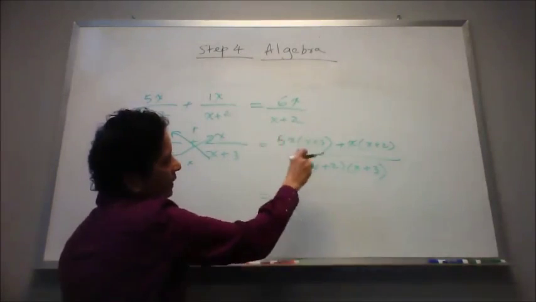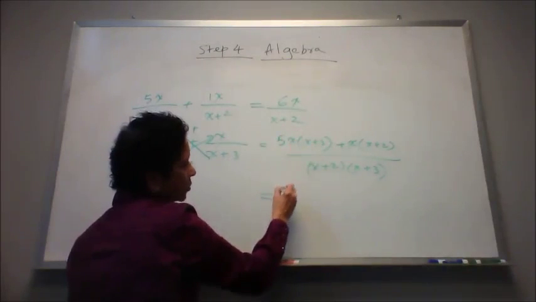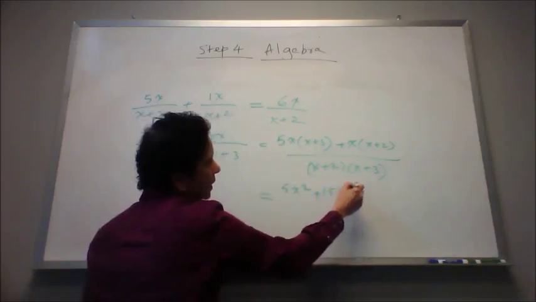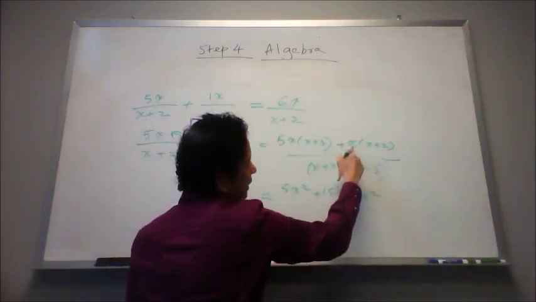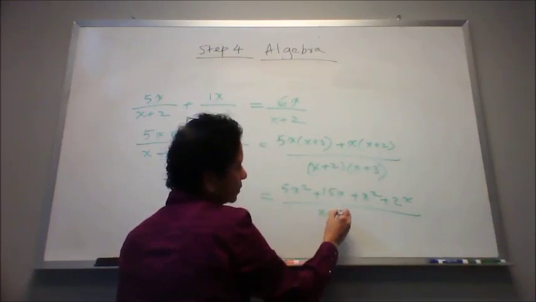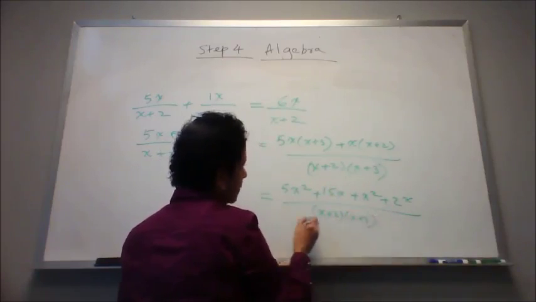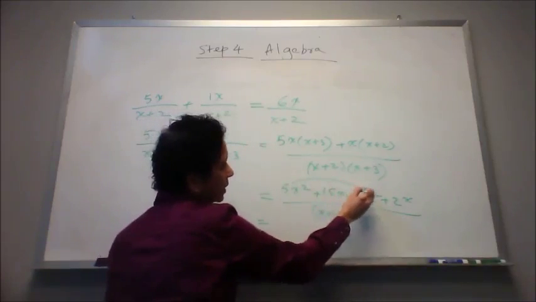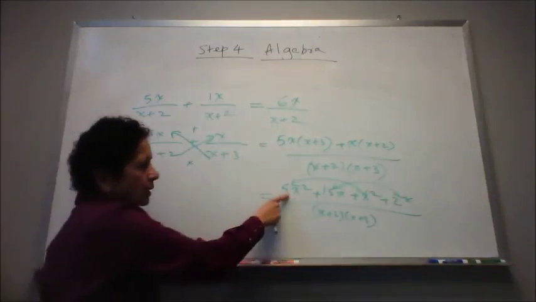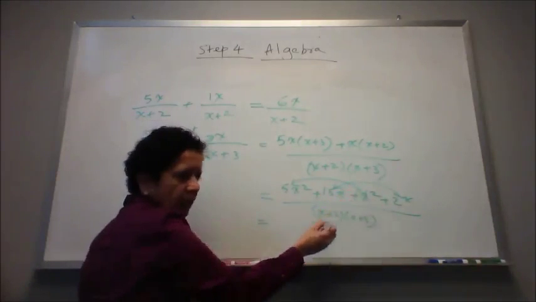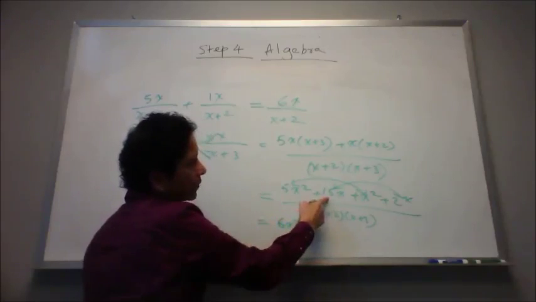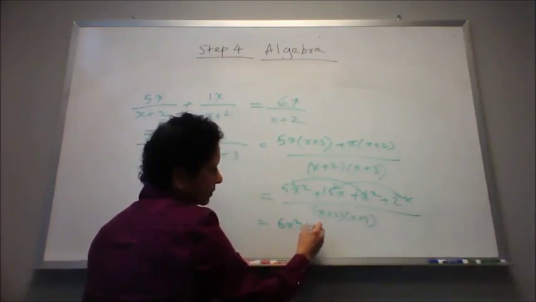Now we know how to simplify the top. 5x times x, 5x squared. 5x times 3, that's 15x. Then x times x, x squared. x times 2, that's 2x. Then on the bottom, we have x plus 2 times x plus 3. So now we can simplify, these two are like terms, and these two are like terms, right? So 5x squared plus x squared, that means there's a 1 there, is 6x squared, right? And then 15x plus 2x is 17x, okay?